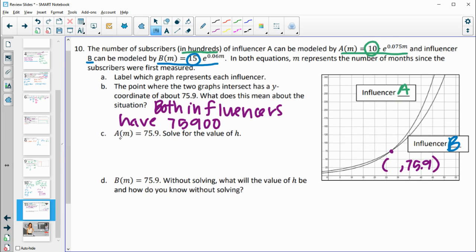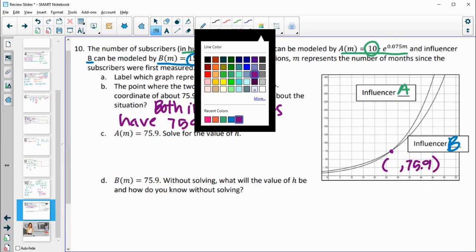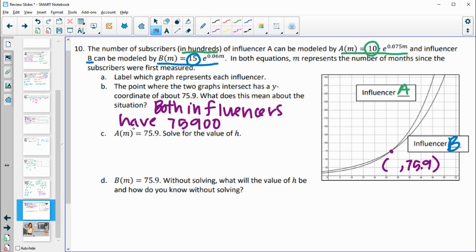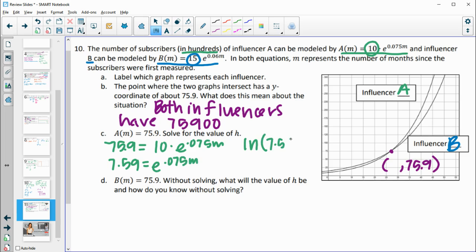So then let's figure out how many months it is for A. So let's plug in 75.9 equals 10 times e to the 0.075 m. So we're going to divide by 10, right? And then do the natural log. So if we divide by 10, we get 7.59 equals e to the 0.075 m. So then the natural log of 7.59 is equal to 0.075 m.